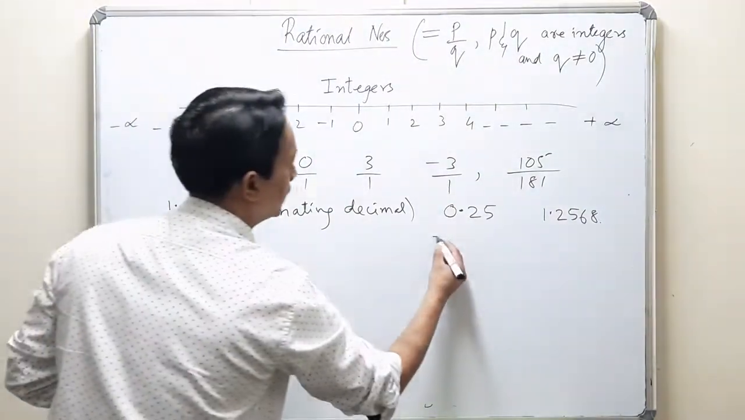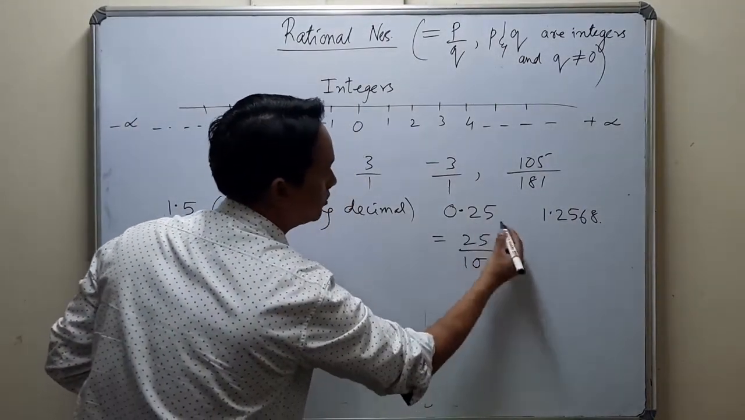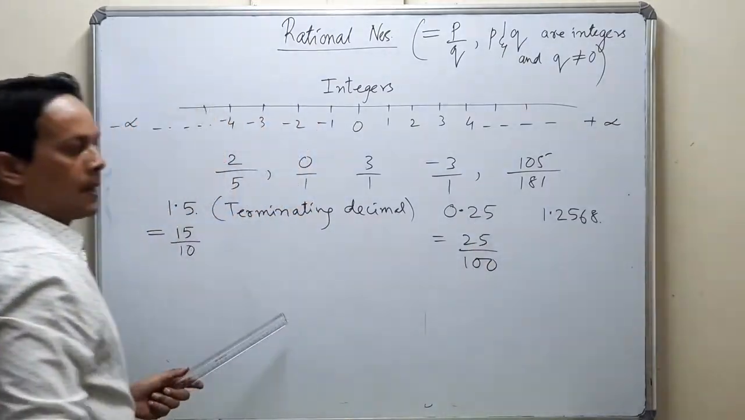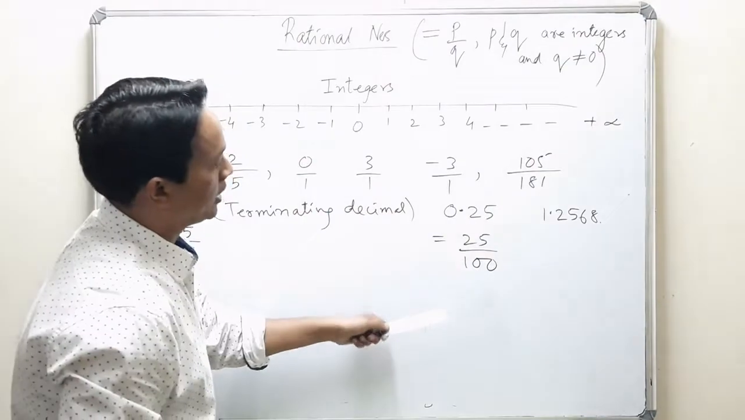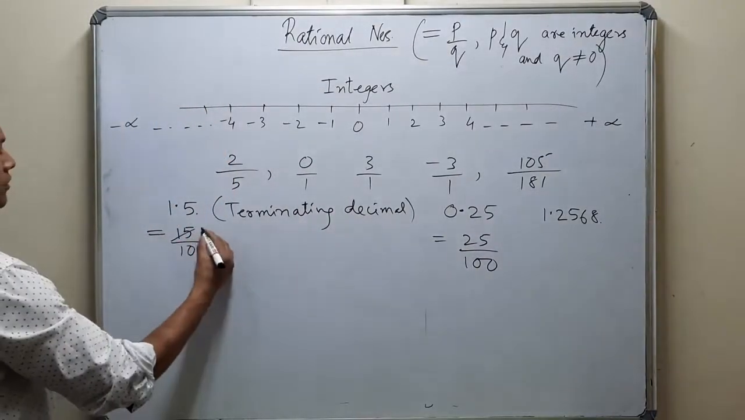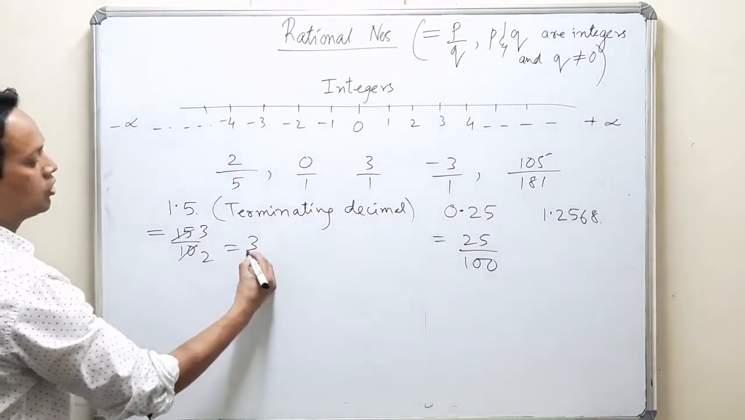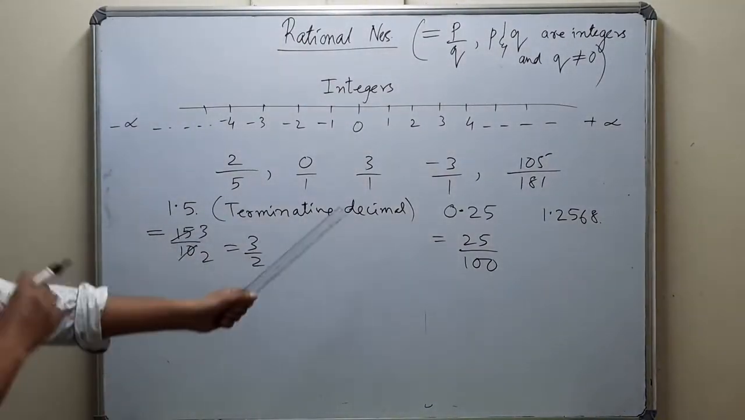This also, if I write this, will be 25 by 100. After decimal, we have 2 numbers, so 2 zeros. Okay, similarly, that also can be converted into p by q. You can cancel and convert it into the lowest term, or you can just cancel, 5 3s are 15. So this still remains rational. So the terminating decimals will also be rational.